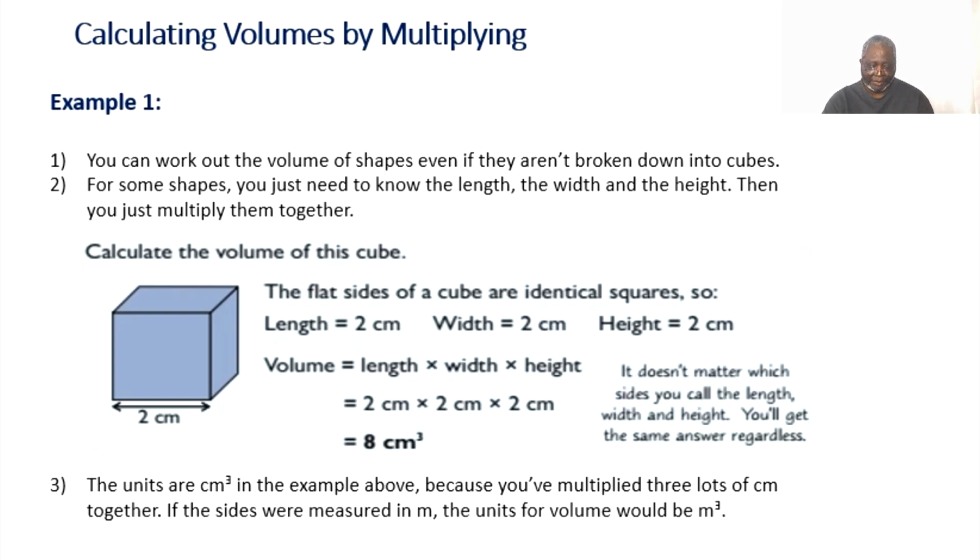Okay? Right, so we multiply 2 by 2 by 2, which is equal to 8 centimeter what? Cubed. Yes, you're right. Well done. 8 centimeters cubed because you did 3 calculations.